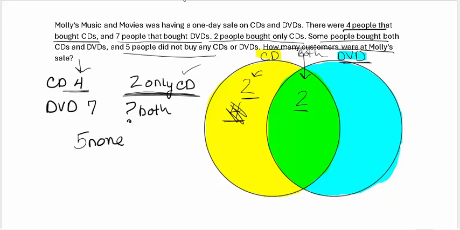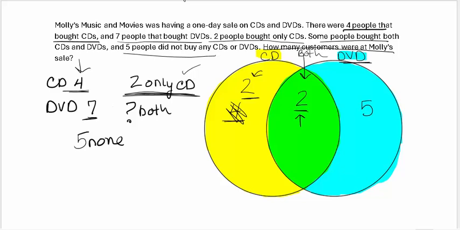Now for the DVDs, it says the number is 7. So if I put a 7 here, now it looks like there's 9 people that bought DVDs, but that's not the case. They told us there was only 7 people that bought DVDs. So that means I can't put a 7 there. So I already have 2 people that bought DVDs. So what's left out of the 7? 7 people bought DVDs, and if I take away the 2 that are already there, that means I have 5 left that bought DVDs.